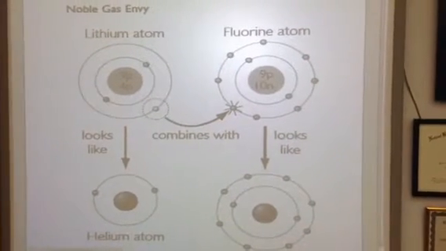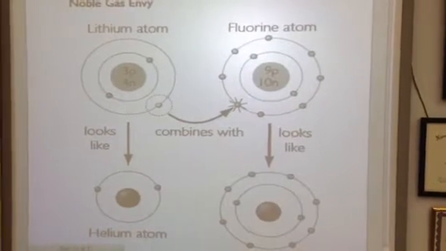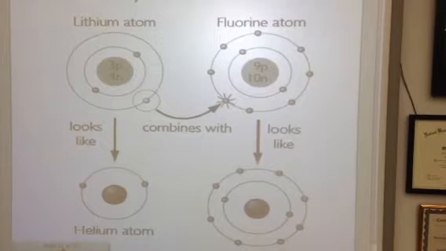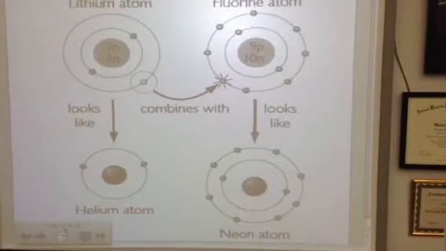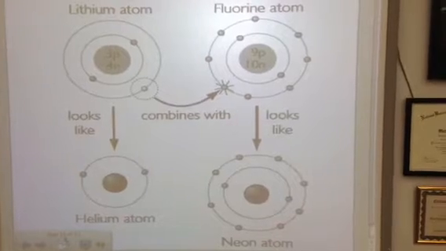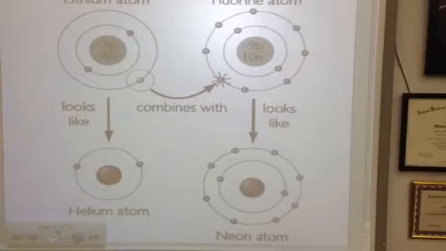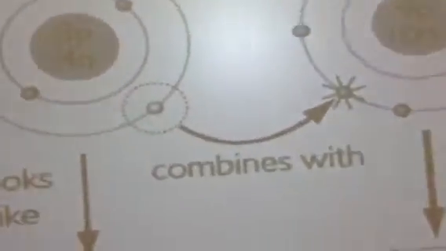Fluorine, on the other hand, would gain 1 electron because it has 7 electrons in its outer shell, and having 8 would make it have a noble gas configuration similar to a neon atom. And so that's the tendency, that's the tendency of how these things will behave over time.